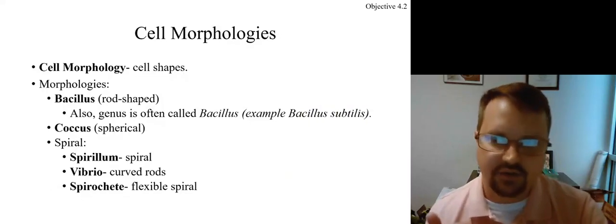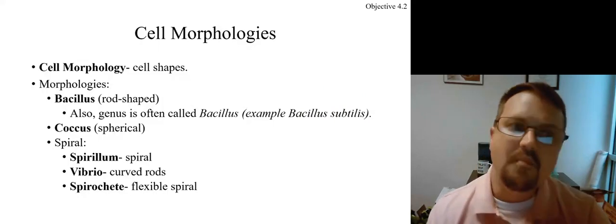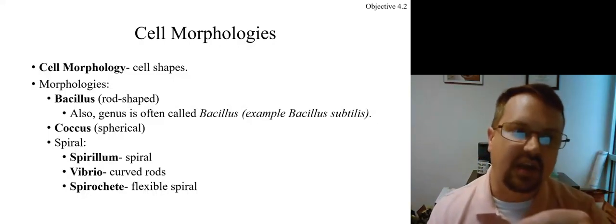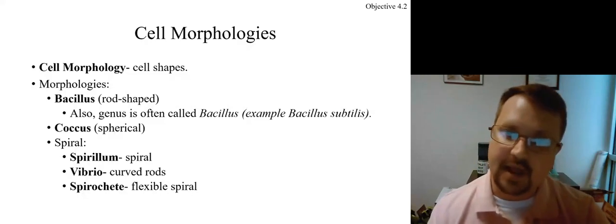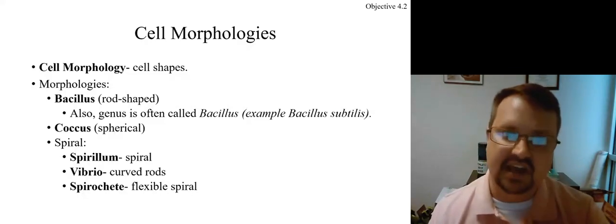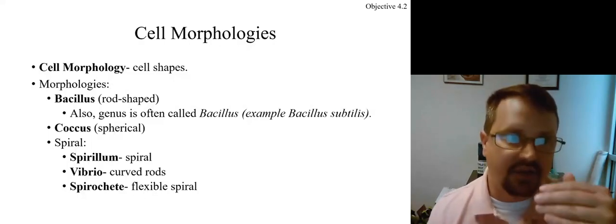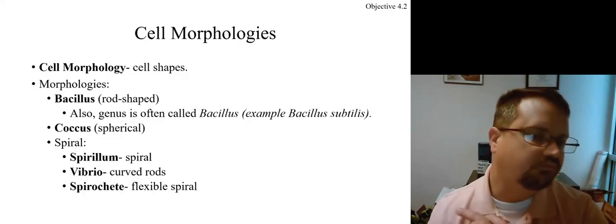Now, we can look at cells of bacteria, and they take on many morphologies. Morphology is the cell shape. The morphologies can be bacillus, that is rod-shaped. For example, we have Bacillus subtilis. That is an example of the genus Bacillus. Many of the rod-shaped bacteria live in the genus Bacillus.